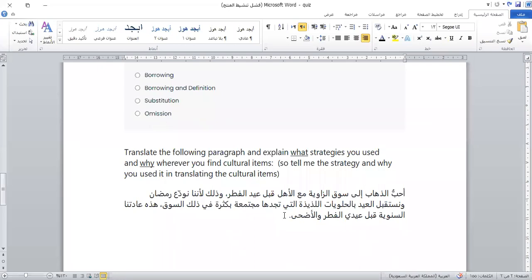Eid al-Fitr is a name of a festival, so it has to be capitalized. Al-Zawiya is a name of a place, so it has to be capitalized. Ramadan is a month, so it has to be capitalized. You also need to capitalize the I. So many of you wrote the I as a small letter. No, I is always capitalized.